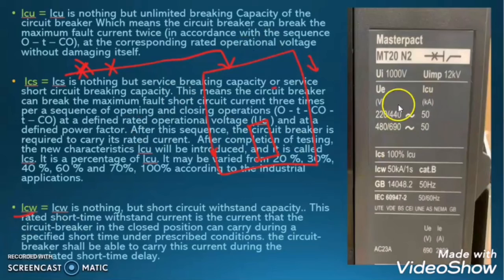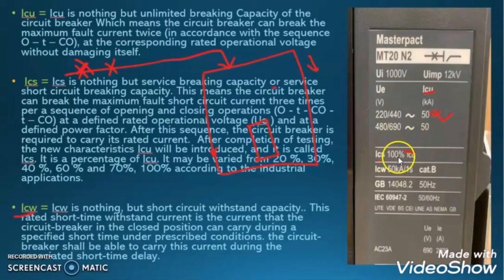In our example, let us see. ICU is 50 kilo ampere. It means this breaker can withstand up to 50 kilo ampere of short circuit current when there is an on, off and on operation for twice, when there is a short circuit fault in the circuit. ICS is 100% of ICU, which means the ICS is also 50 kilo ampere because it is 100%.